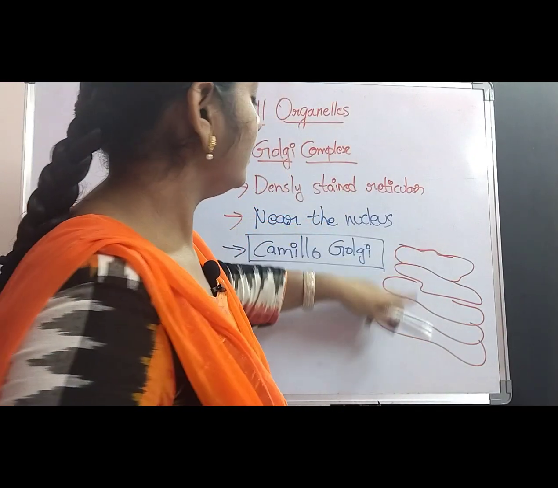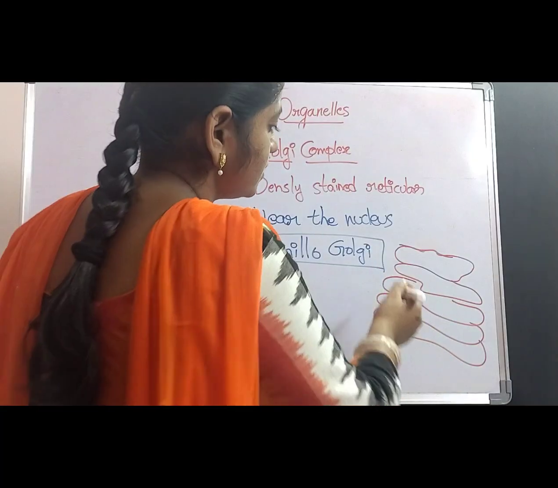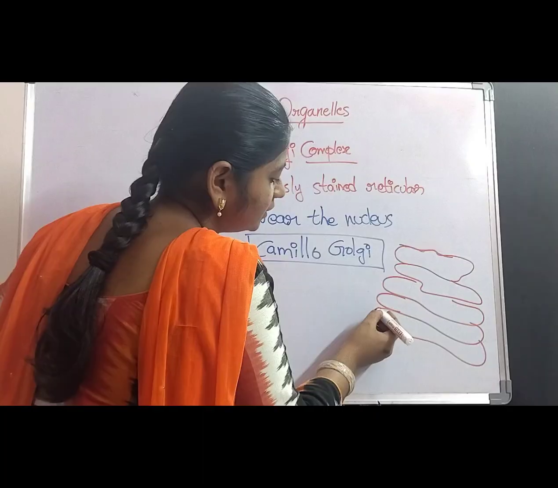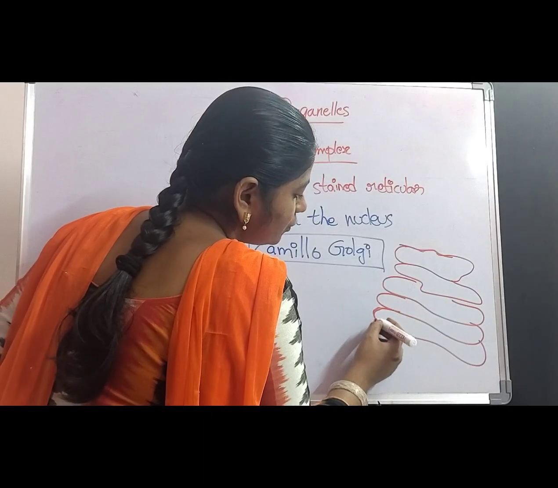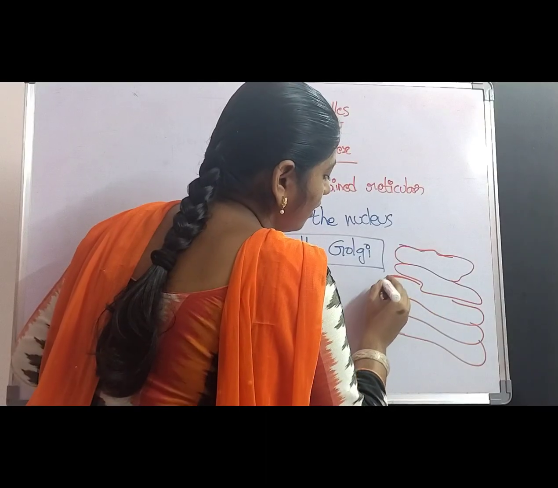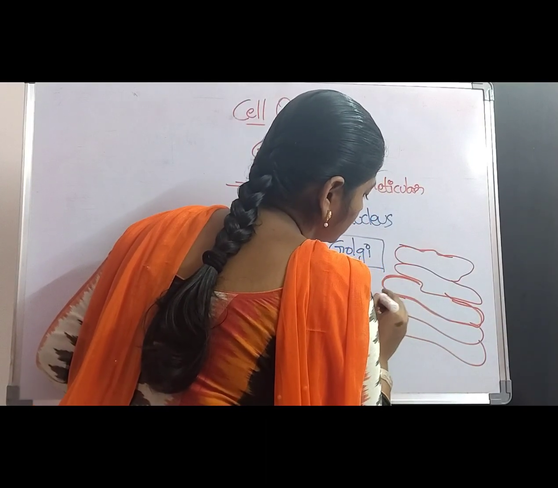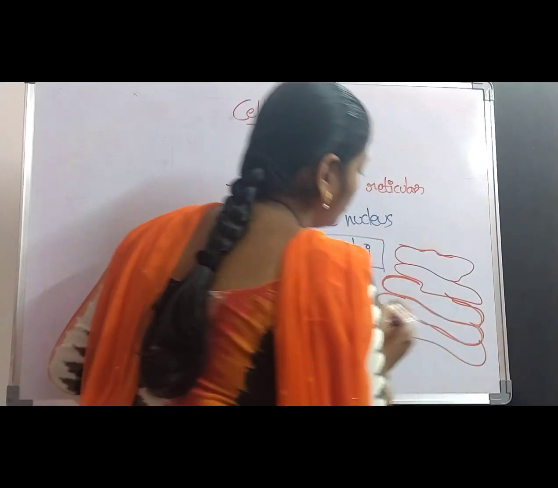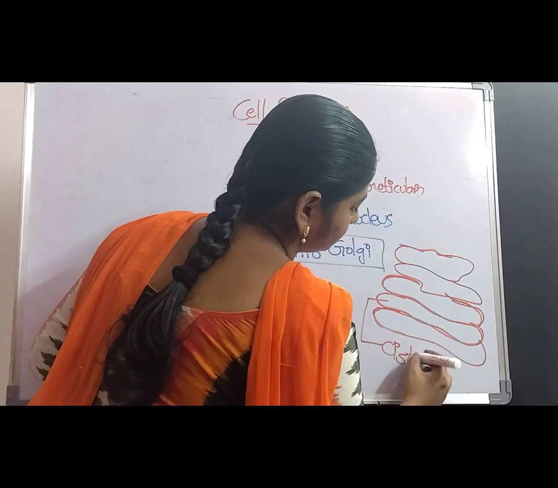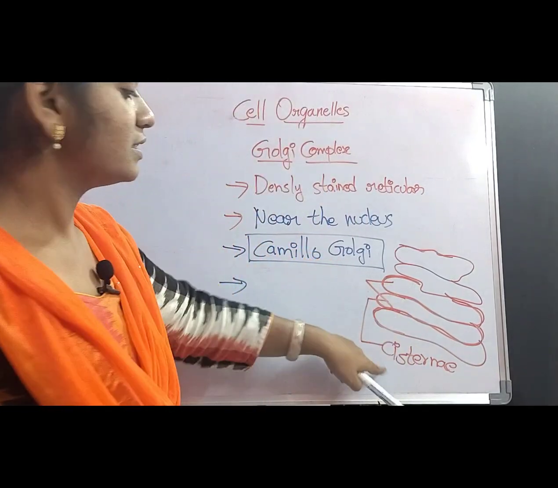So, the Golgi complex looks like a parallel-arranged, reticular-like structure. See here, the layers are arranged one after the other. The flat, stack-like structures observed in the Golgi complex are called cisternae.